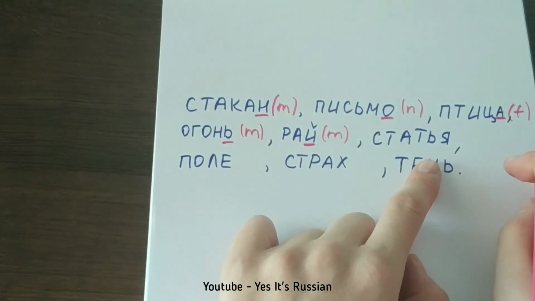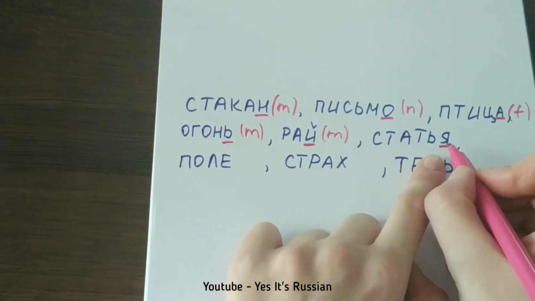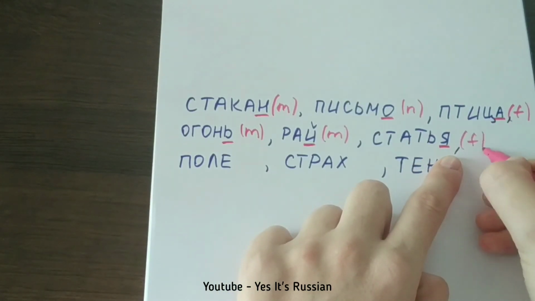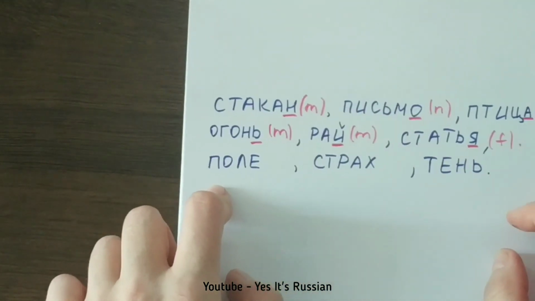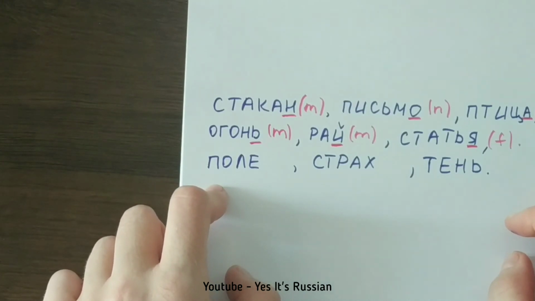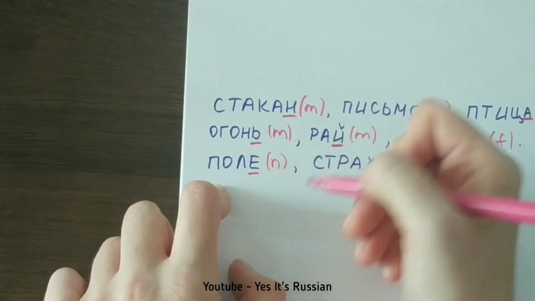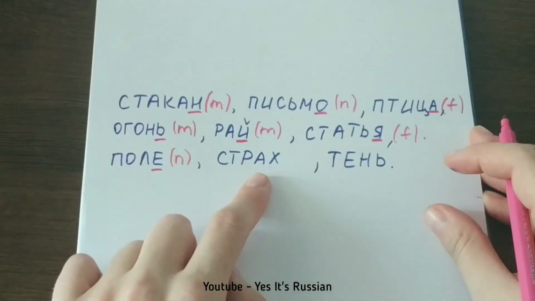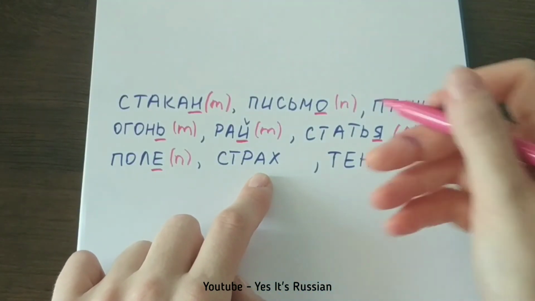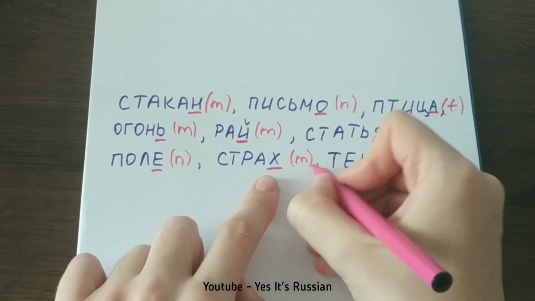The next one is статья. The translation is article. This one is ending in ya, so it is of a feminine gender. The next one is поле. The meaning is field. This one is ending in ye, so it is of a neuter gender. The next one is страх. The meaning is fear. This one is ending in a consonant kha, so it is of a masculine gender.